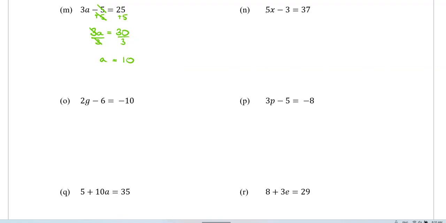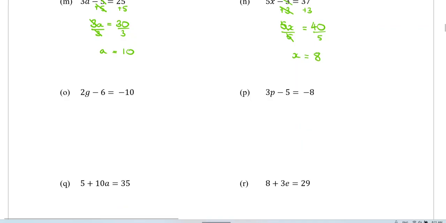For part N, 5x minus 3, first thing you want to do is get rid of the minus 3. The opposite is to add 3. And that will leave 5x equals 37 plus 3 is 40. The second step, 5x, the opposite is to divide by 5. And that will give x equals 8.